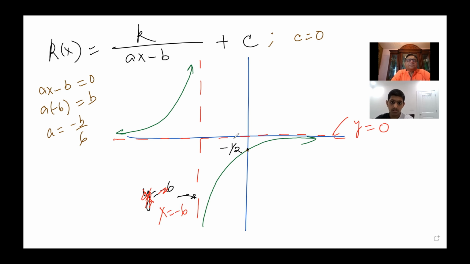Minus half as the y-intercept. So you replace r of x with minus 1/2, and you replace x with 0. Correct. So you get minus 1/2 equals k over minus b, and that means b equals positive 1/2, right? Yes.